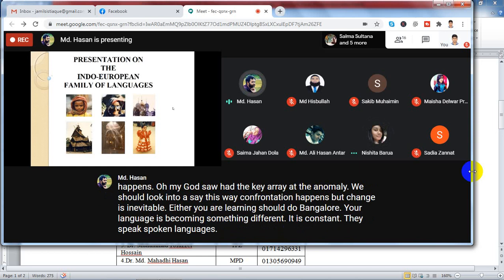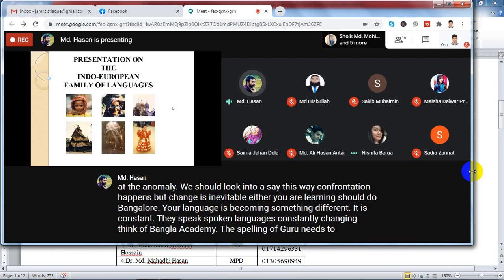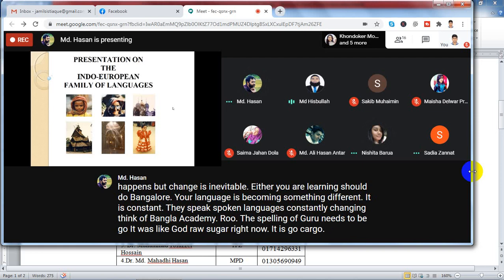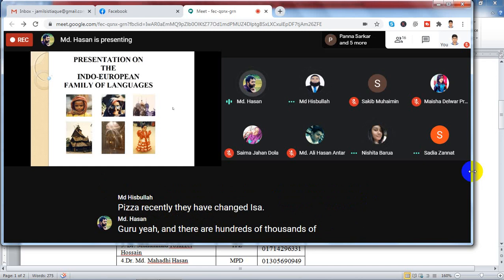Think of Bangla Academy. The spelling of Guru needs to be Goru. It was like Go, Ro, Roshuka, right? Now it is Gokar, Go. Yes, sir. Recently they have changed it, sir. Yeah, and there were hundreds of thousands of criticisms in the country. Now you see, for example, the change.